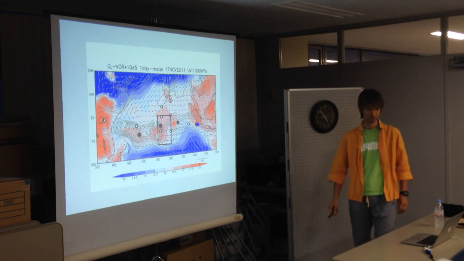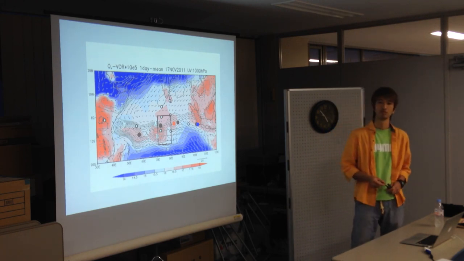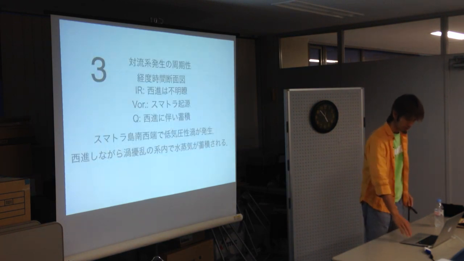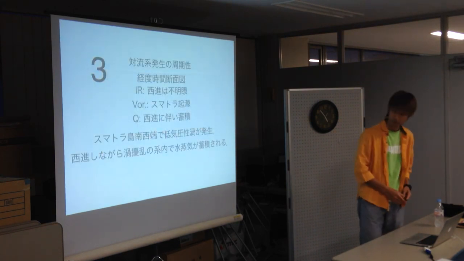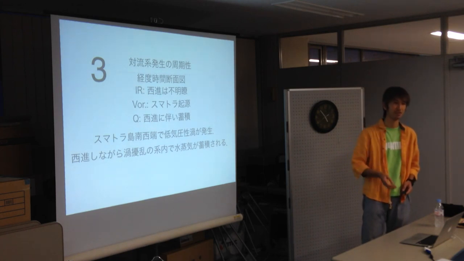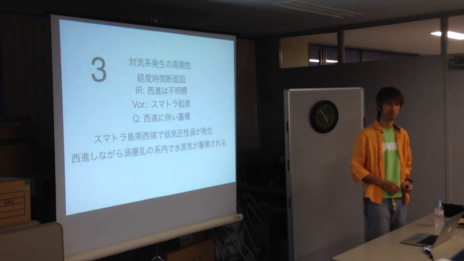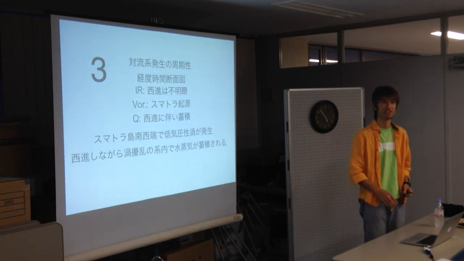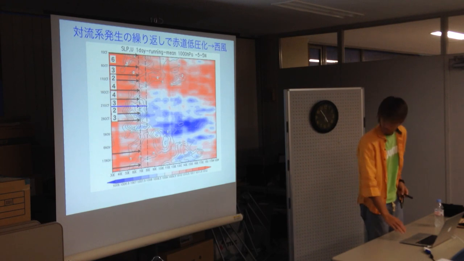Okay, could you check, for example, ERA-Interim? No, not yet. Nowadays, we have a lot of reanalysis data sets, and comparison is effective, I think. But anyway, these systems have a synoptic size, not so changed in each objective analysis, even if it is the old Japanese objective analysis system.